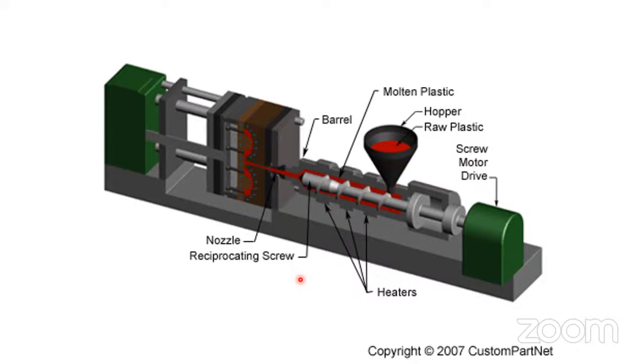My question is, why is this screw called a reciprocating screw? Can anybody tell me? Because while injecting the metal there is forward and backward movement, that is why we call it reciprocating. Correct.